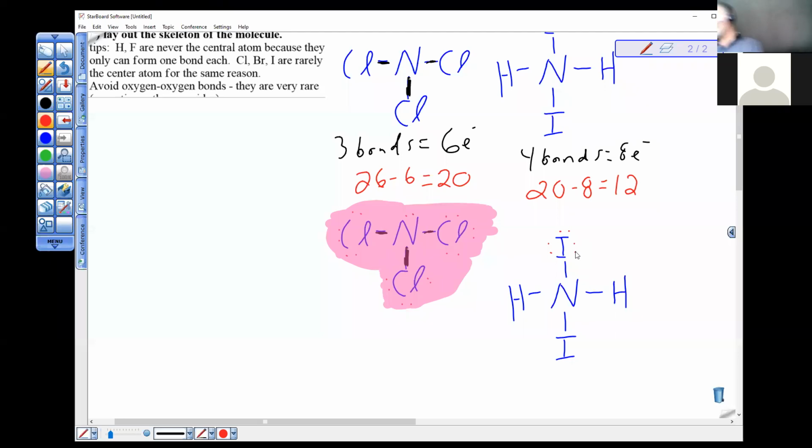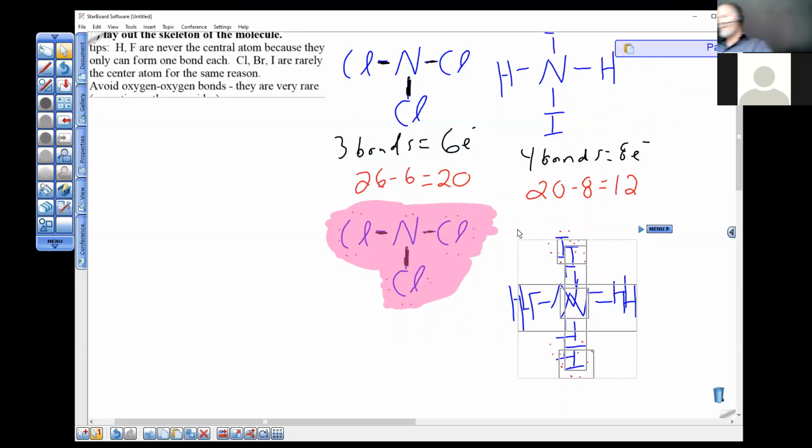There are 8 electrons around this iodine. Let me show you. 2, 4, 6, and these 2 is 8. So it's got a full octet. Same for the nitrogen on the bottom. 3 lone pairs. And the nitrogen in the middle has a full octet. And I believe we put on 12 electrons. I'm not going to highlight it yet because it's not quite done. See if we got everything. We did.